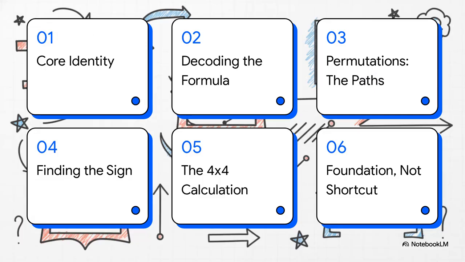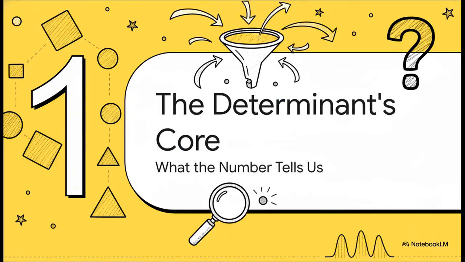So, here's our plan of attack. First, we'll talk about what the determinant's identity really is. What's it telling us? Then, we'll dive right into that formula and decode its two key ingredients, these things called permutations and their signs. We'll see how to find those signs using something called inversions, put it all together for a 4x4 matrix, and then, most importantly, we'll talk about why this whole thing is a foundation, not a practical shortcut. All right, let's jump in.